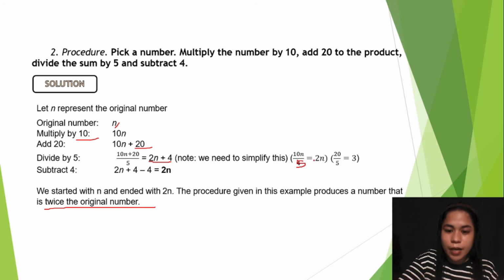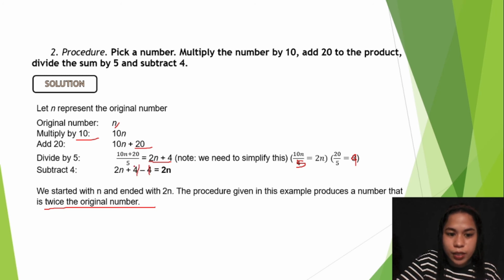10 divided by 5, so you have 2n. 20 divided by 5, so you have 4. So we have 2n plus 4. And subtract it by 4, magka-cancel si 4. Yung natira is 2n. So this is twice the original number. Dito tayo nag-start and we conclude that it produces a number that is twice the original number. Understood?